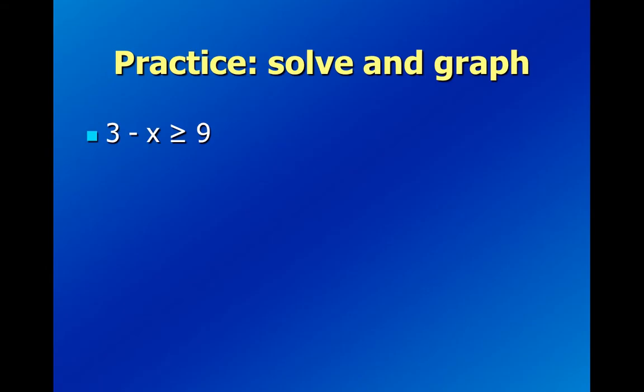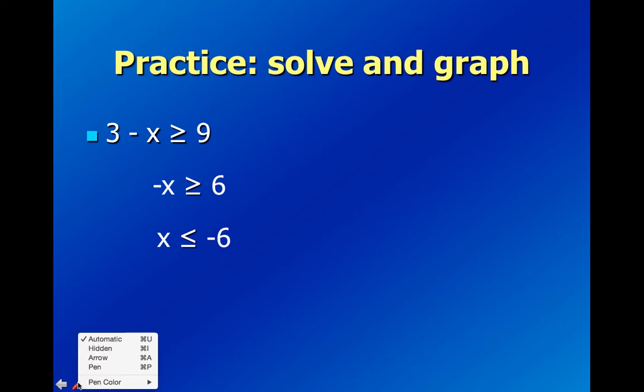Practice, solve and graph. This one has greater than or equal, so you know you'll make it solid. What happens is negative x is greater than or equal to 6. How did that happen? Because we added negative 3, or we moved it and it became negative 3. So, 9 minus 3 is 6. And then the inequality will change, because we will divide by negative 1 on both sides. Negative 1 here, and negative 1 here too.